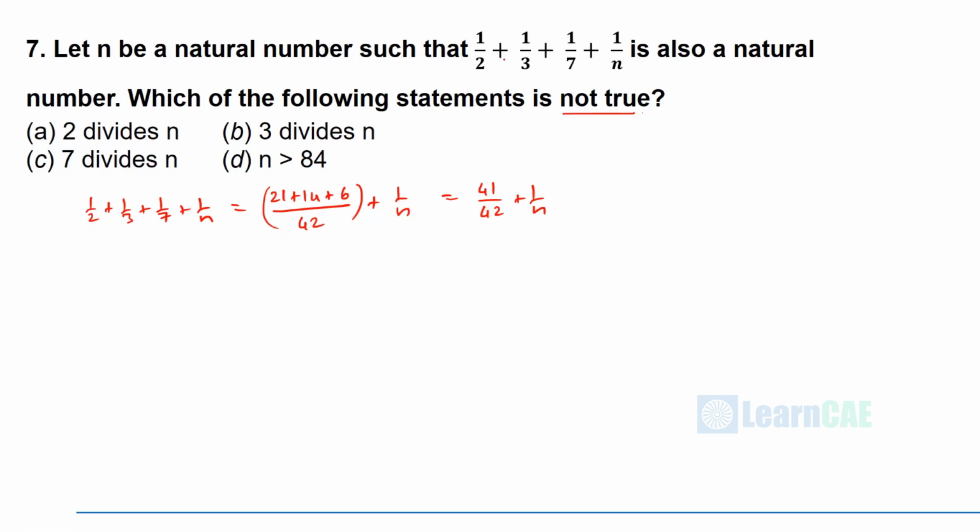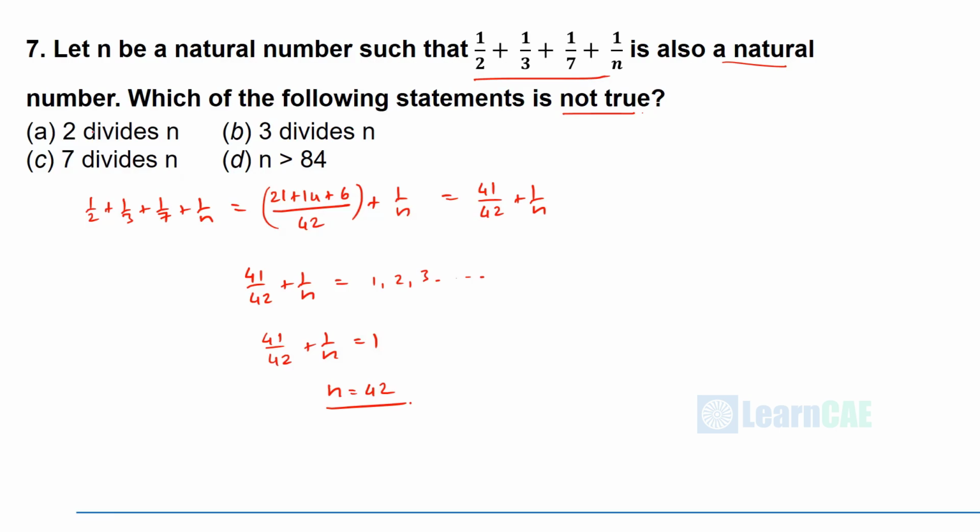So they are saying the whole sum of these numbers is also a natural number. It means 41 by 42 plus 1 by n can be equal to 1 or 2 or 3. It can keep going. So we can assume this value will be equal to 1. That is 41 by 42 plus 1 by n is equal to 1. This is possible only if n is equal to 42. That is, the numerator will become 41 plus 1 and the denominator will be 42. So the whole value will be equal to 1. Therefore n is equal to 42.